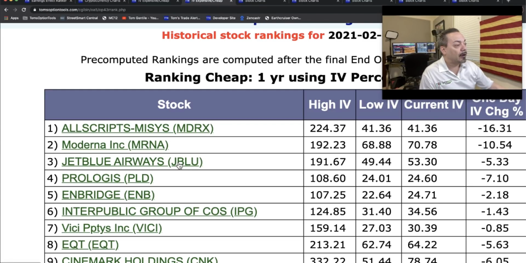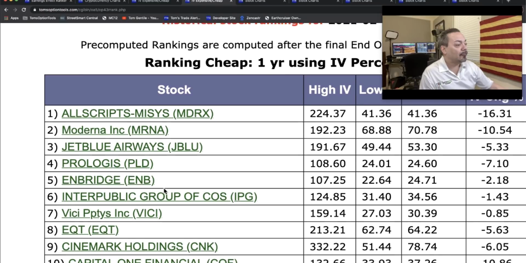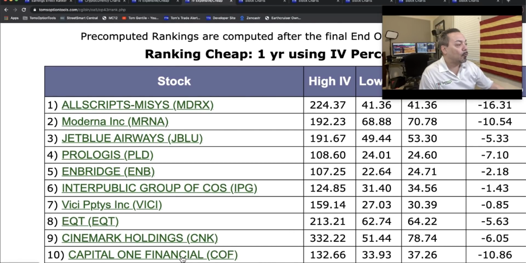We see JetBlue Airways on here. I see a lot of things on here, but what I do see is Capital One, Cinemark. Let's go look at JetBlue Airways. The reason I want to look at this one is because we were on a live stream recently. I was talking about the travel sector, and I was talking about Southwest and Delta. I didn't have a chance to look at JetBlue, so I thought I'd do it here on this video.